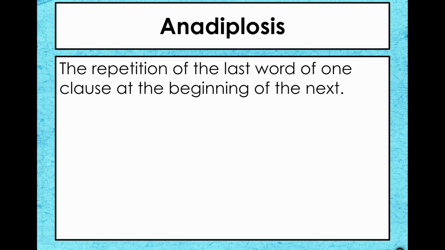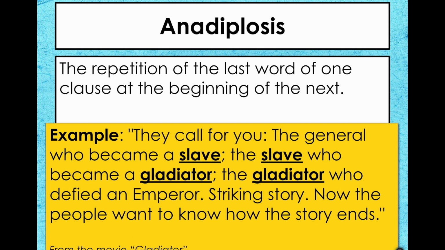This is one of my favorites, and it's really neat. Doesn't make a lot of sense maybe initially from the definition, but when you see it in action, you're like, oh, I get it. And this just happens to be from one of my favorite movies. So the anadiplosis you see is in those words that are bolded and underlined. The general who became a slave, and then we repeat that last word, slave, at the beginning of the next phrase. The slave who became a gladiator, and then we take that last word, gladiator, and we use it at the beginning of the next phrase. The gladiator who defied an emperor. Okay, that is the anadiplosis.